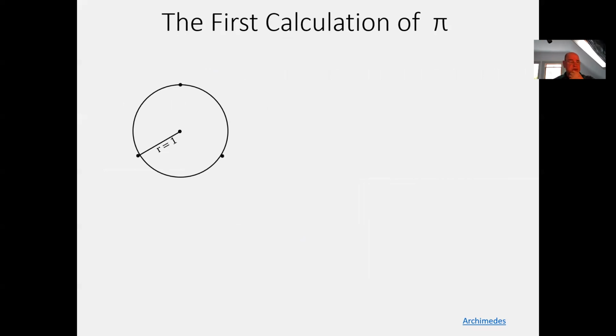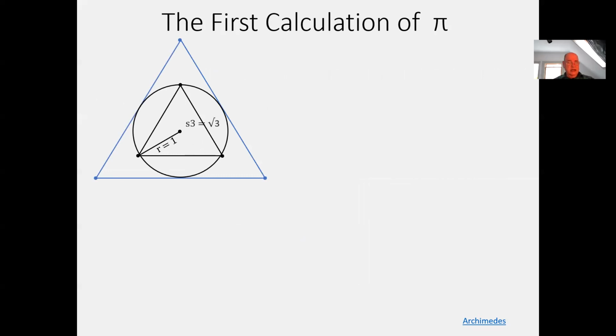Start with a circle of radius 1, the simplest circle you can do. And he builds the simplest polygon, an equilateral triangle inside and an equilateral triangle outside. He finds the sides of each of these. We'll take Archimedes' word for it that he can calculate these sides. The side inside, the little s, is radical 3, and the side outside, big S, is twice that, 2 radical 3.